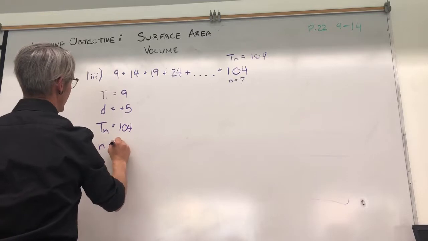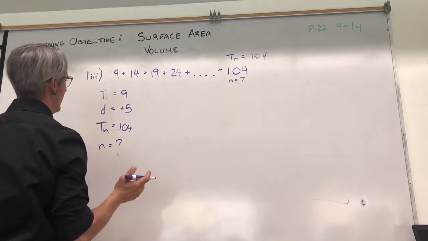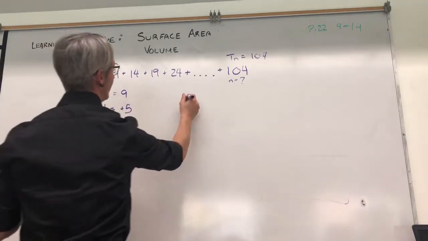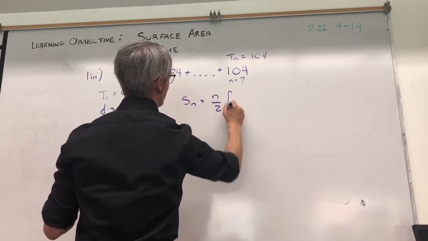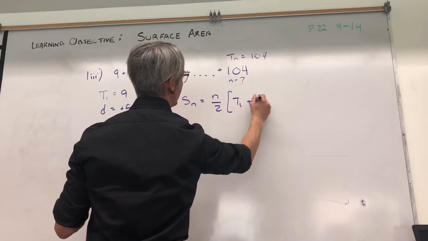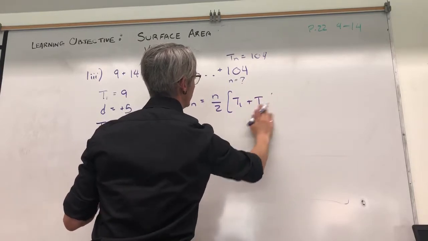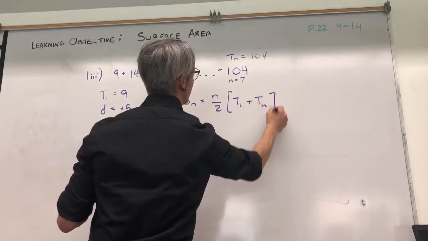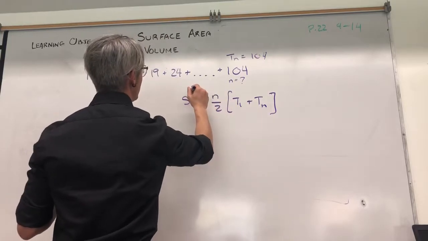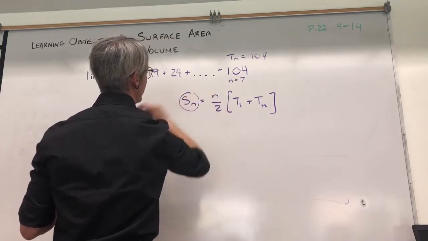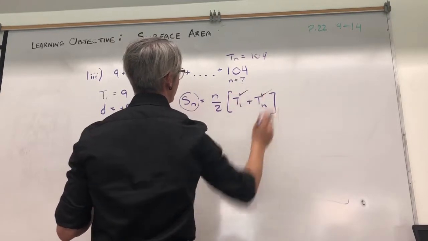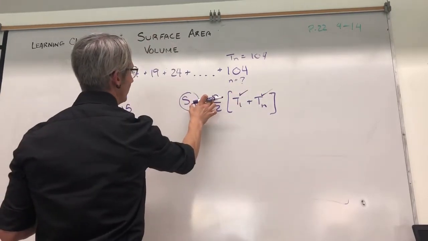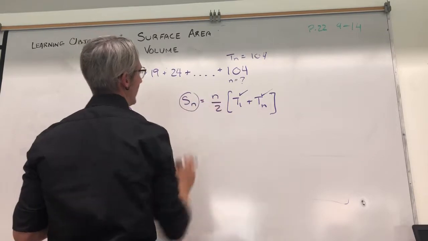I don't know what n is. Anything else I need? I don't know. So I'll go to my first equation. Sn is equal to n divided by 2 times T1 plus Tn. I don't know n, which is what I'm trying to figure out. I know T1, and I know Tn. I have two unknowns here, so I can't solve Sn until I know what n is.